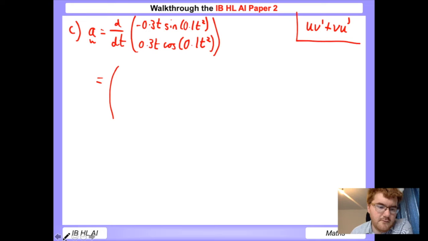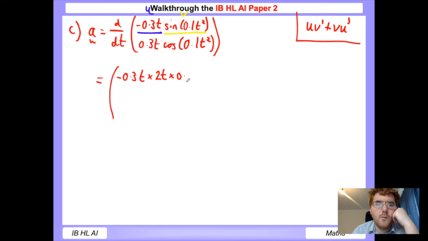Let me color code this. Let's call this blue, and let's call this part, say, yellow. I'm going to leave that the same, because it's going to be my u. I'm going to differentiate this, and then I'm going to do it the other way around. So let's put this all together. Let's go back to red. So uv dash, we're going to leave minus 0.3t as it is. We're going to differentiate this, which we did before. So when we differentiate this, we get 2t times 0.1, and then it's going to go to cos. Okay, so that's my uv done.